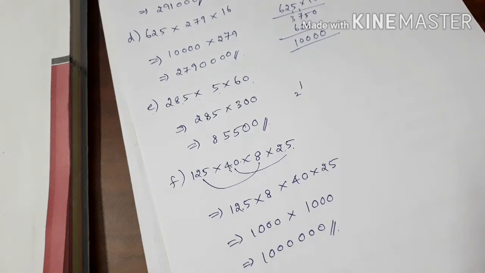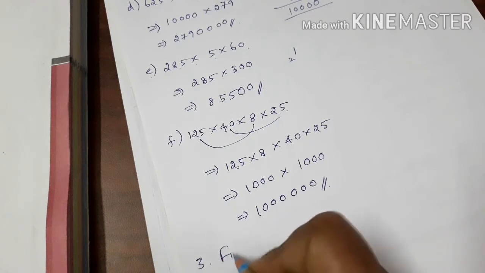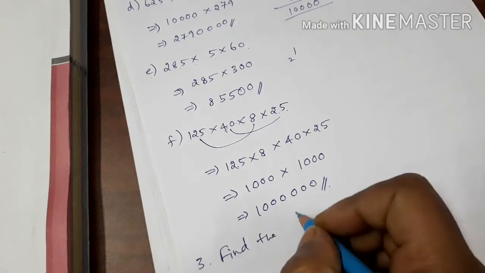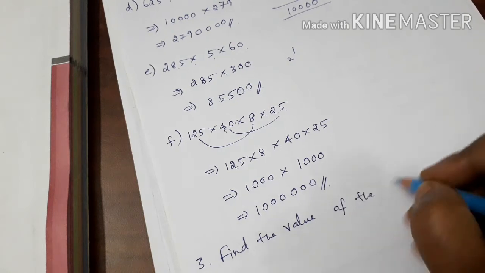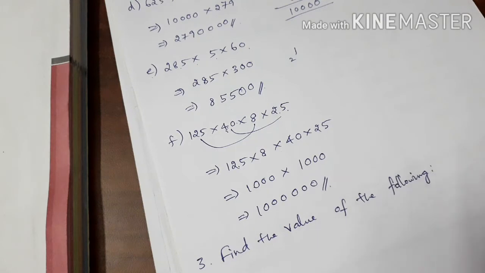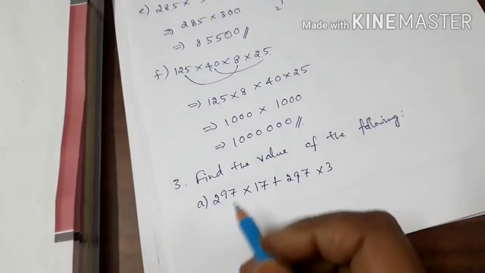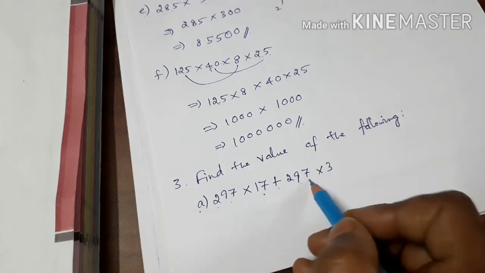Next is the third sum. Find the value of the following. Here is sum A: 297 into 17 plus 297 into 3.